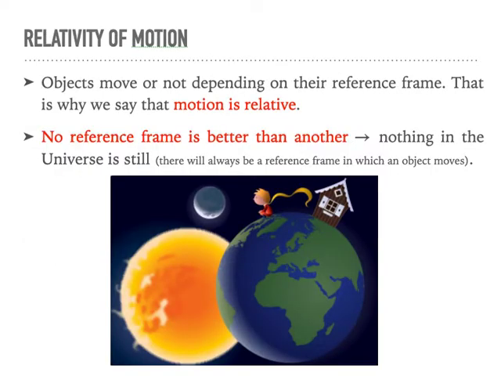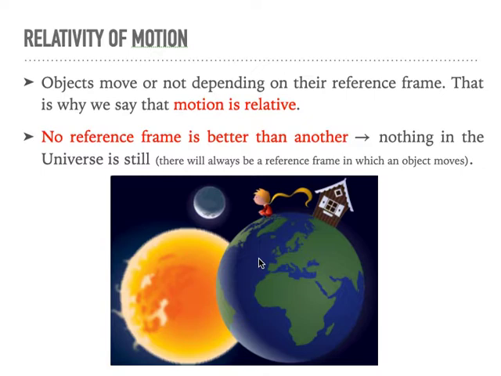What we have is then that objects move or not depending on the reference frame. That is why we say motion is relative, and everything is relative, as you may know from Einstein and so on. And no reference frame is better than another. Here we have, for example, the Earth. So you can say, no, but I'm not moving. That's a lie, because the Earth is moving around the sun. You know that. And if the Earth is moving, you're moving.